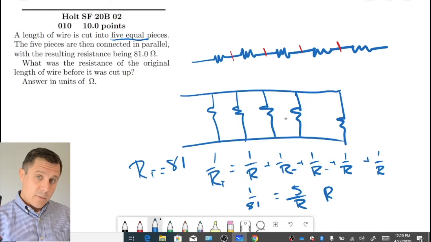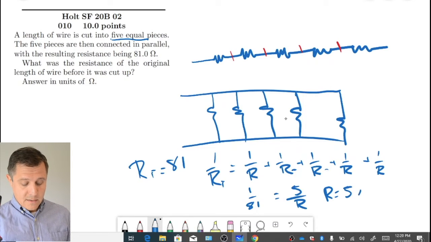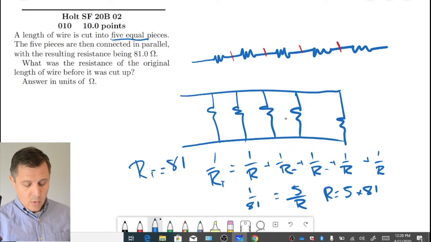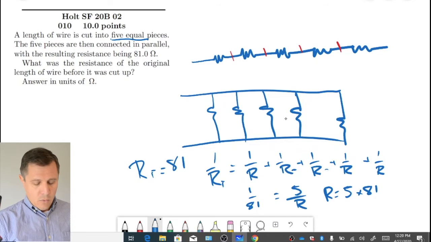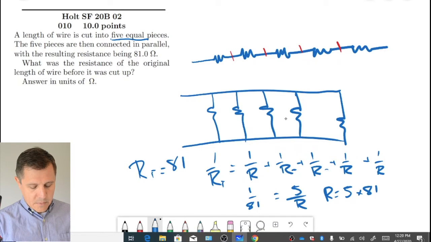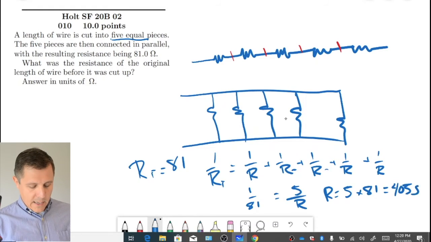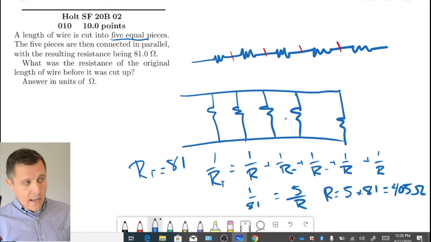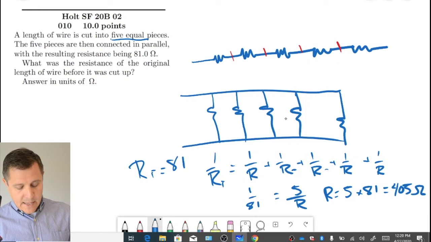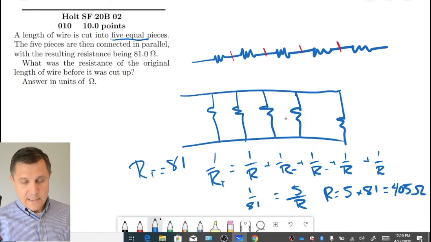I can cross multiply, and I can find out the resistance of one resistor is going to be 5 times 81, or 405, I believe. Let's see. Yup. Oh, look at that. I'm right. Now we go back. That's not our final answer. That's just the resistance of one single resistor.